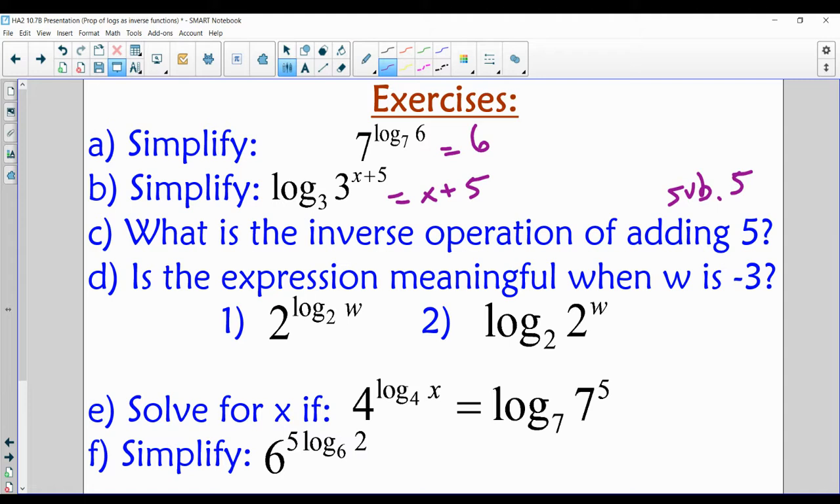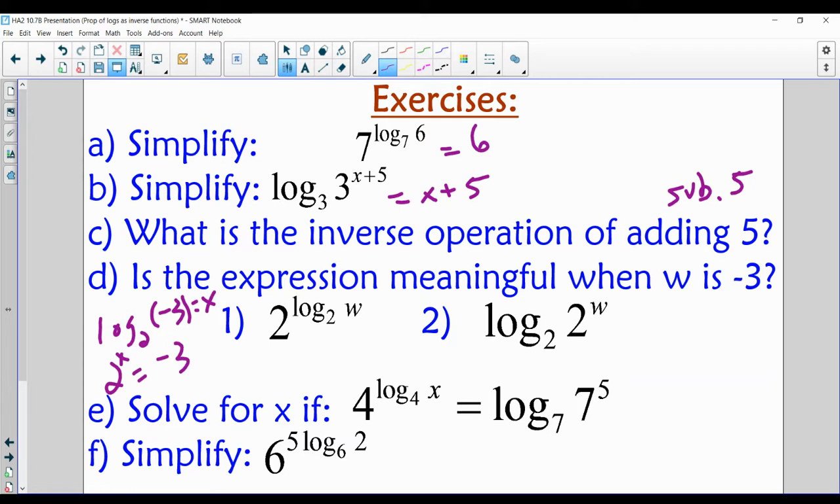All right, is the expression meaningful when w is equal to -3? According to this property from before, this is just supposed to equal w. The problem is log base 2 of -3 isn't defined. And again, let's ignore the fact that it's 2 to the power of. This is just the exponent part. If I set this equal to something, I'm going to call it x, 2 to the x is equal to -3. 2 to no power is ever going to give you -3.